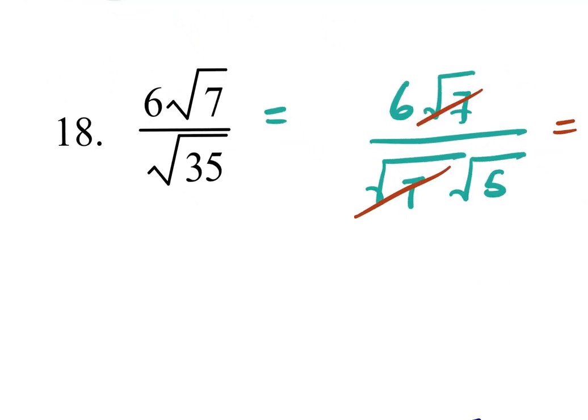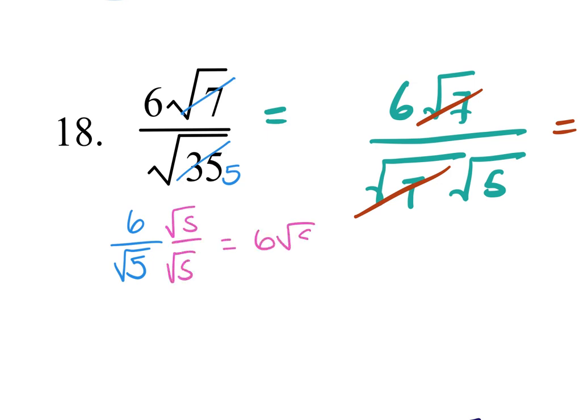18, you said 2? So the 7 and the 35 that are both under the radical, I can simplify. 7 would go into 35 5 times. And I'd end up with 6 over square root 5. And then I'd rationalize root 5 over root 5, which is 6 root 5 over 5. Oh, I forgot to do it. Okay.